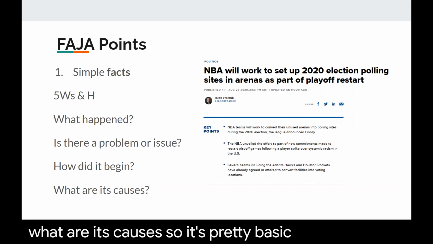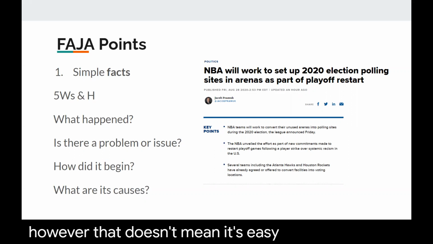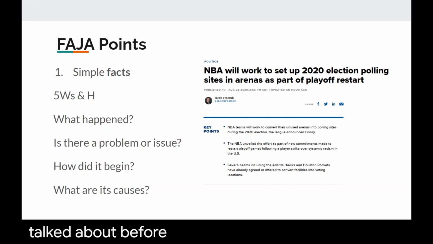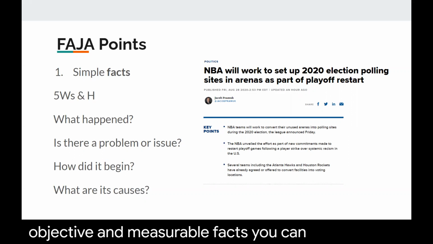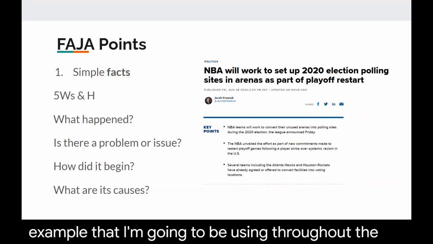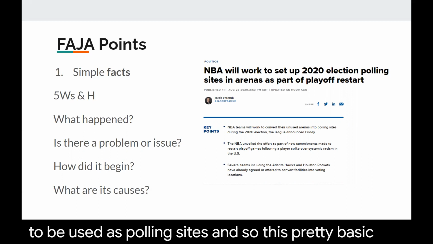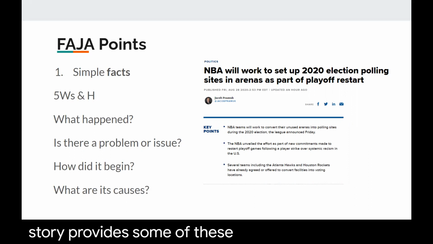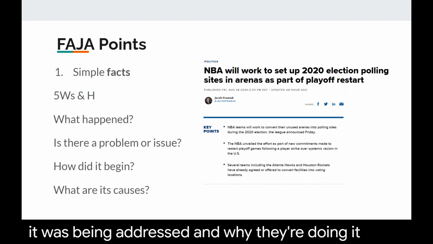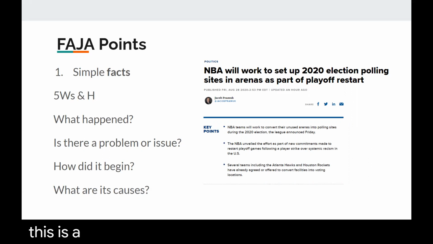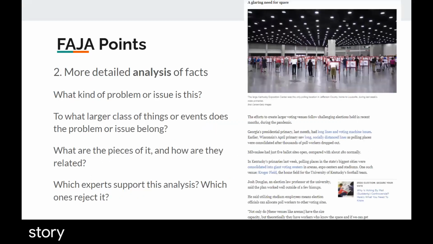So it's pretty basic writing. However, that doesn't mean it's easy writing, as we've talked about before. But it's a real reliance on objective and measurable facts. The example that I'm going to be using throughout the class today is the NBA allowing some of their arenas to be used as polling sites. And so this pretty basic story provides some of the simple facts about what happened, who was involved, what the problem was, how it was being addressed, and why they're doing it. So this is a great example of a simple facts journalism story.